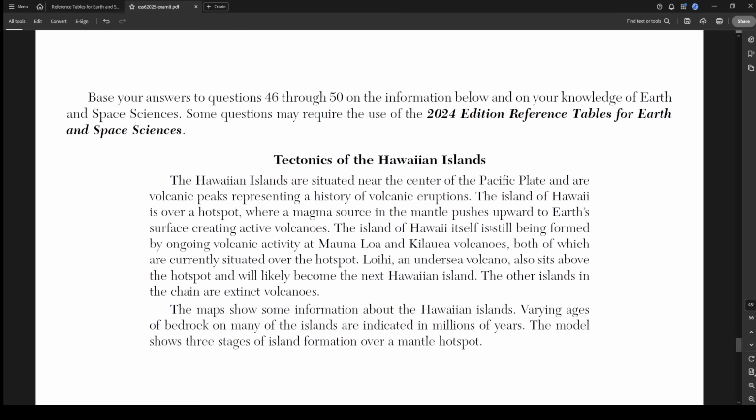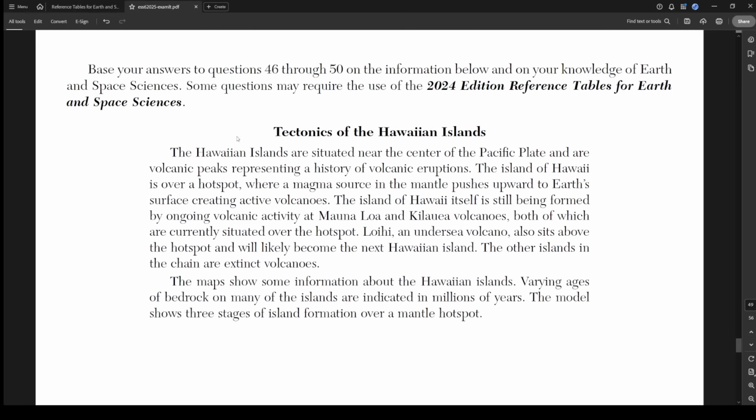Okay, base your answers to 46 through 50 on the information below. Great. Why did they even write this? I mean, they could have just wrote like this part. They don't have to say this every single time. The whole test might require it. And by the way, I don't think we barely used the reference table at all.